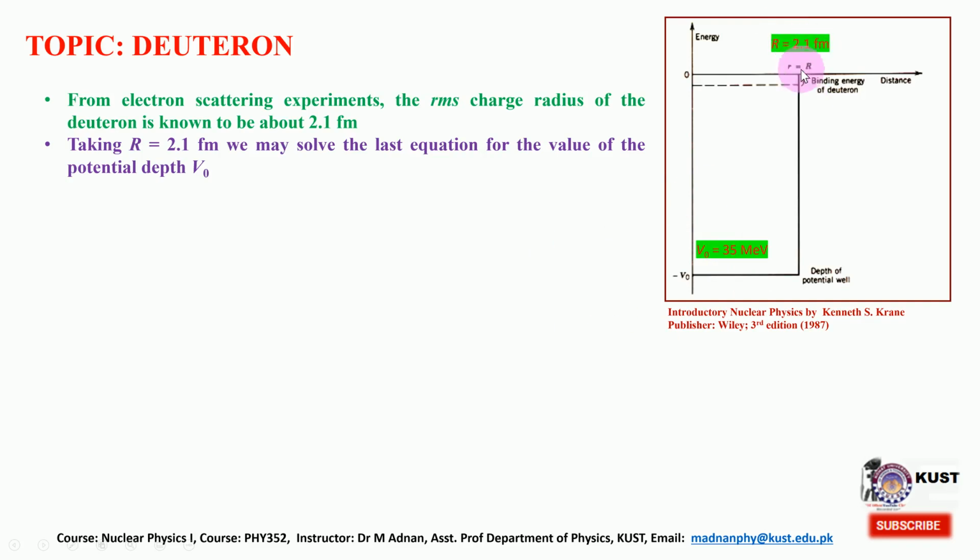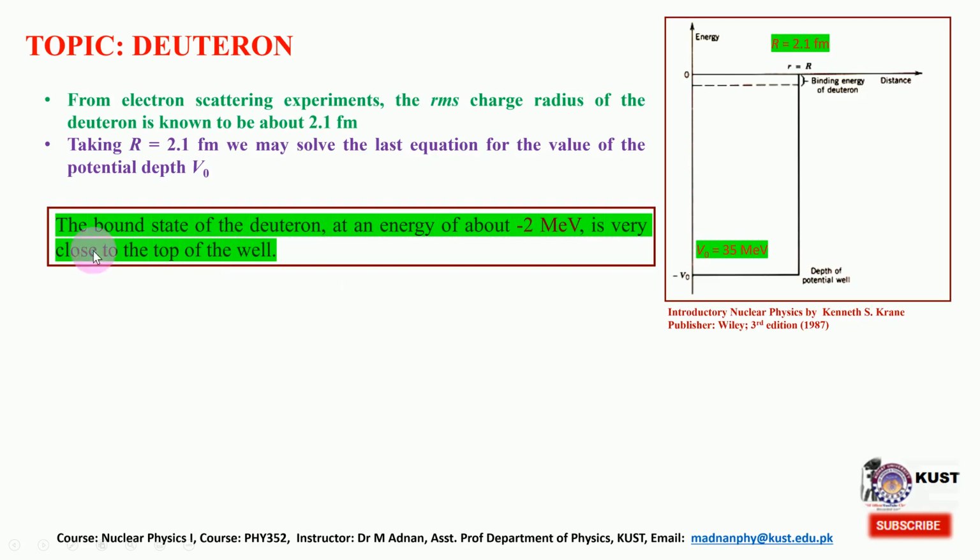Now, as I told you, this is 2.1 femtometer. So if we use these parameters in the last equation, one can find out, as I told you, this is a difficult equation, the transcendental equation, but one can manage to obtain this value, which is around 35 mega electron volt. So we can say that the bound state of the deuteron at an energy of around 2 mega electron volt is very close to the top of the well, and that's why it's a loosely bound system. But since the deuteron does not have any excited state, this is the only available ground state for these nucleons.